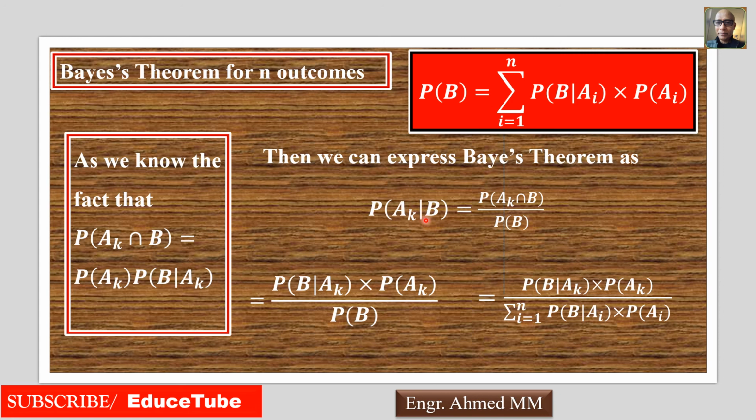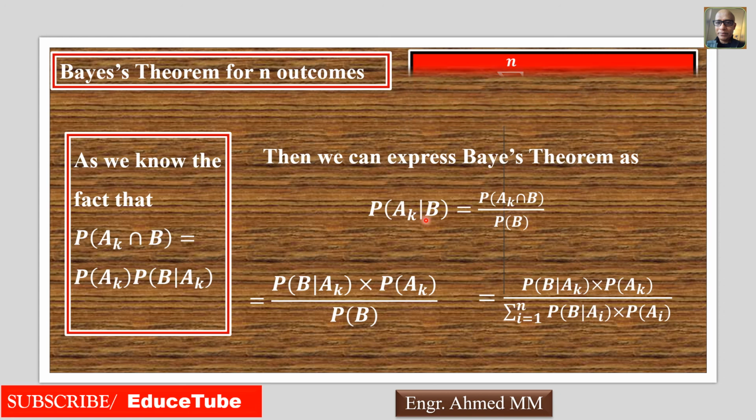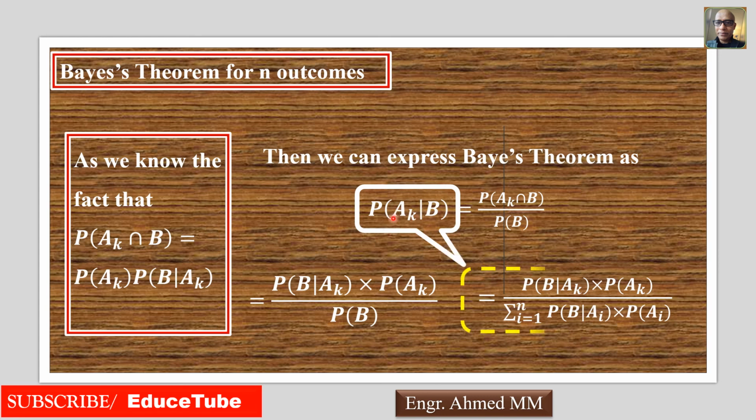So we can tell this formula, I mean this probability of AK given B equals this. Bayes theorem for n outcomes.